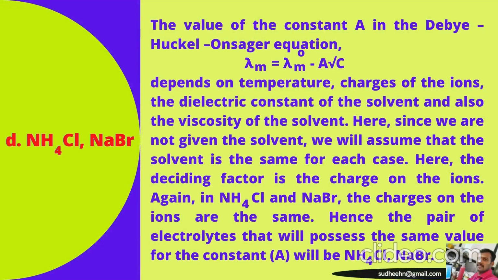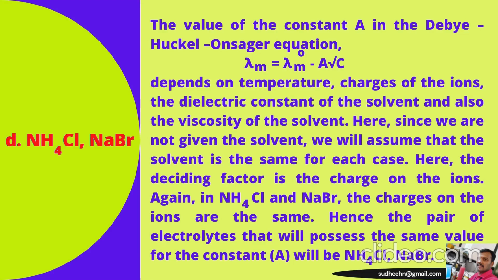The value of the constant A in the Debye-Hückel-Onsager equation, lambda m equal to lambda m naught minus A into square root of C, depends on temperature, charges of the ions, the dielectric constant of the solvent, and also the viscosity of the solvent. Since we are not given the solvent, we will assume that the solvent is the same for each case. Here, the deciding factor is the charge on the ions.